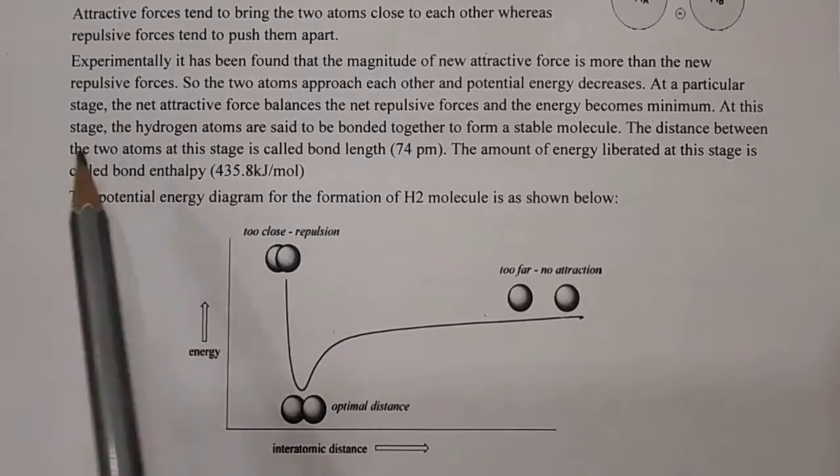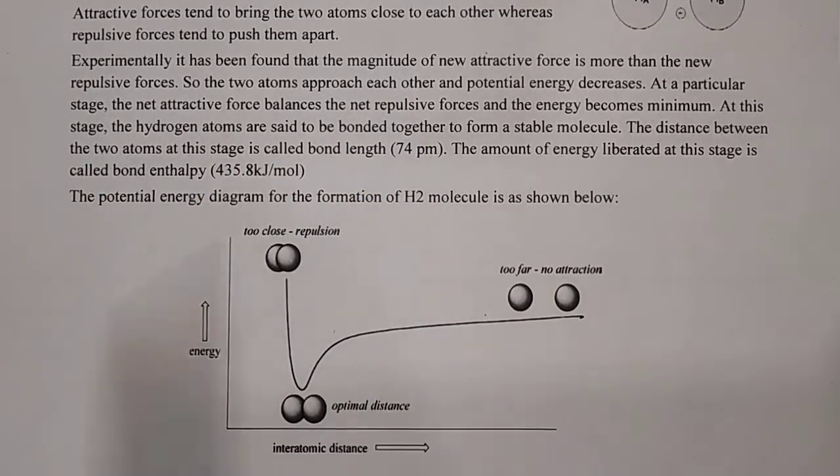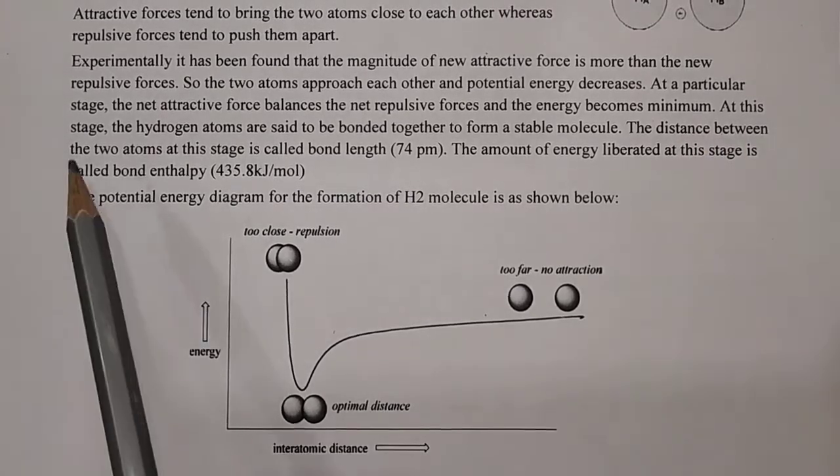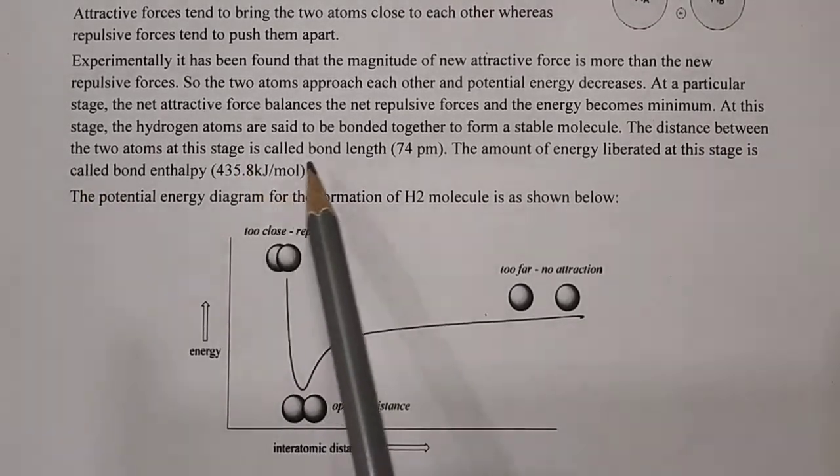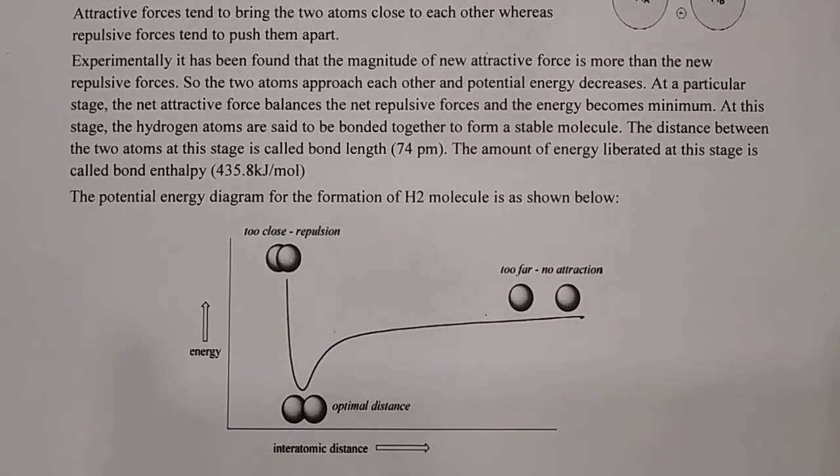At this stage, the hydrogen atoms are said to be bonded together and form a stable molecule. So on this stage or on this node, we can say that one hydrogen comes together with another hydrogen and gives you H2 molecule. The distance between two atoms at this stage is called bond length. Meaning, at which distance was the maximum attraction obtained? At 74 picometer. So the distance between one H atom and another H atom will be 74 picometer. Picometer means 10 to the power -12.